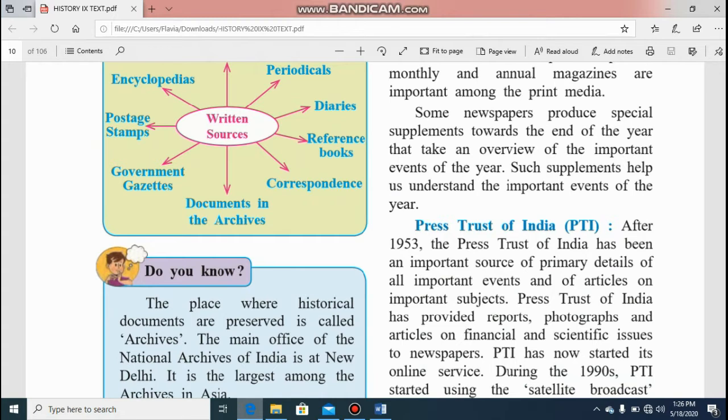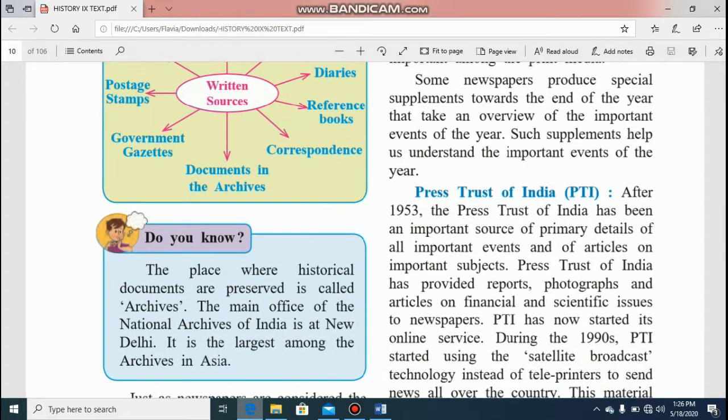Let me draw your attention to archives. Archives is a place where historical documents are preserved. When we say historical documents, it will be written documents of any kind, that is land ownership or legal, political, or constitutional decrees. All documents, however old, are preserved in archives. The main office of the National Archives of India is at New Delhi. It is the largest among the archives in Asia.